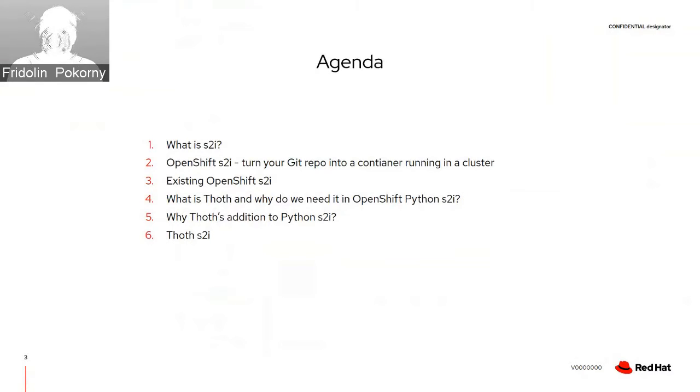I will explain the basics of Thoth, Thoth's mission, and following that, we will explain why Thoth needed its own OpenShift Python s2i. Then we will explain Thoth's addition to Python s2i, what is baked in, what it offers to you, and how you can use it. At the end, I will link some URLs to existing resources, to the web page we have, and also to the organization on Quay, where you can pull container images that are Thoth s2i enabled.